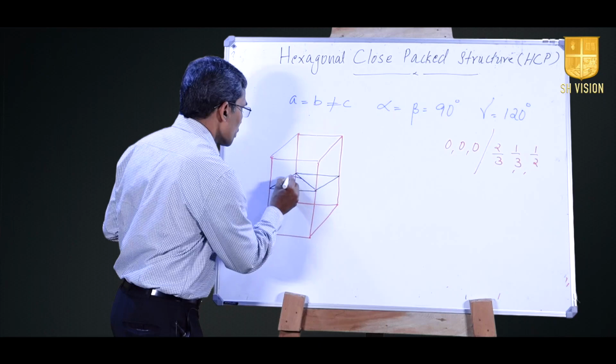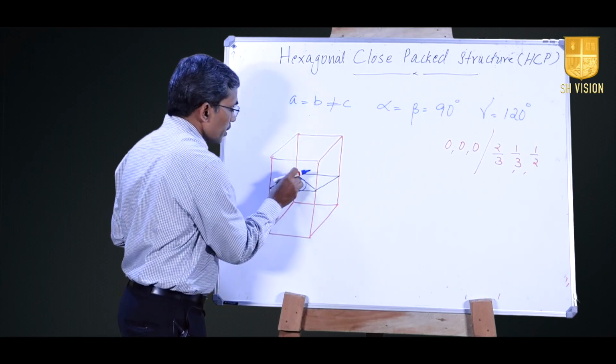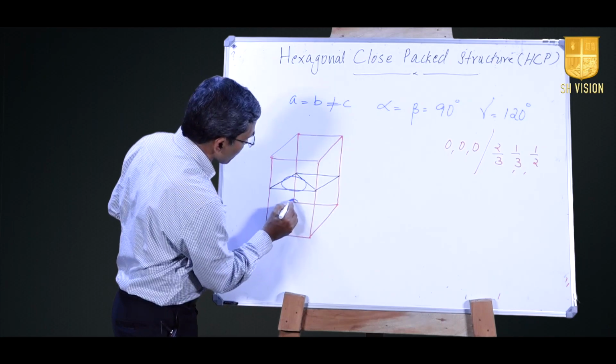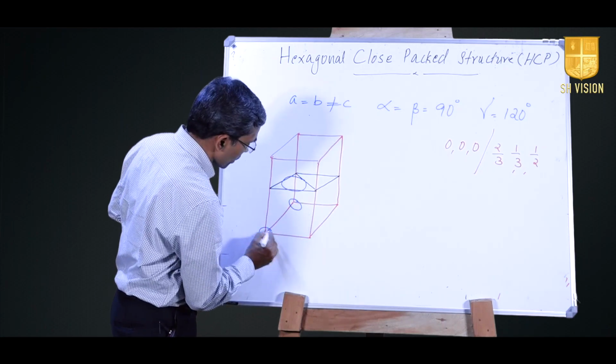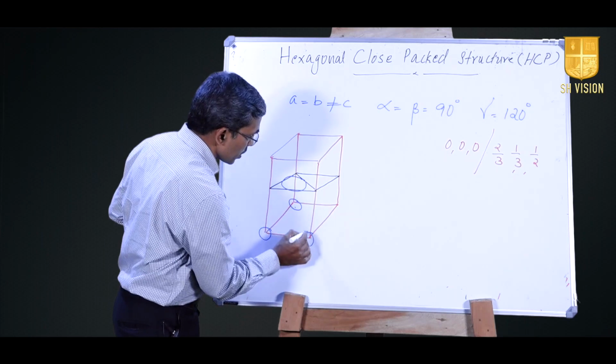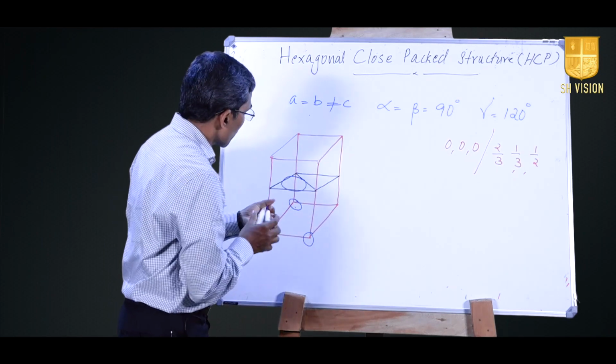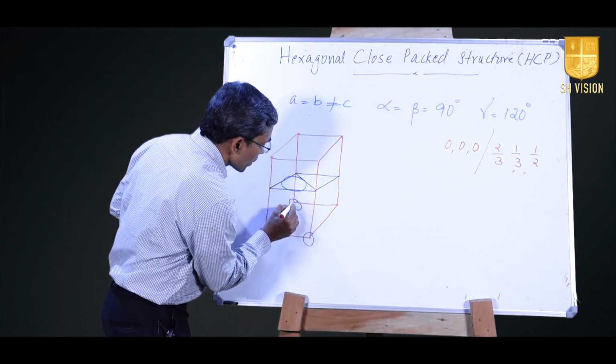So, this will be one atom. This atom will be sitting on the 3 atoms here. Here there is one atom, here there is one atom, here there is one atom. Because this is a triangle, this triangle and this triangle are the same. So, we have 2 identical triangles here.